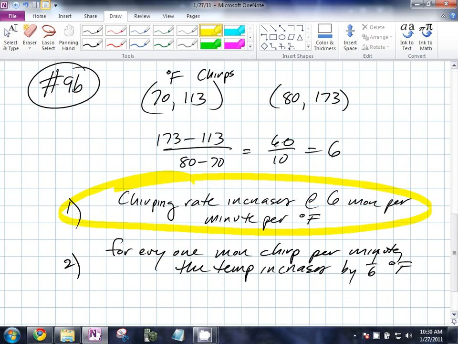What's a challenge of counting the number of chirps per minute of a cricket? There might be a lot of crickets. Unless you're sitting there looking at the cricket, right? If you're just going outside, is it kind of hard to hear one cricket?